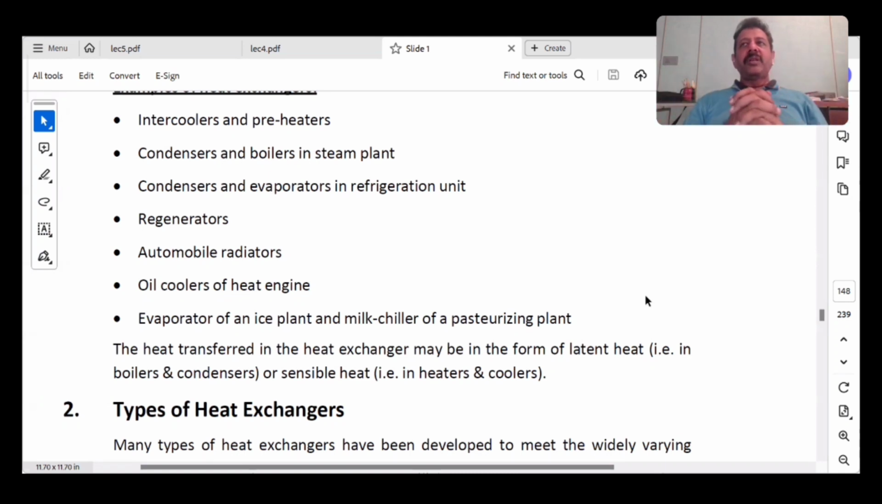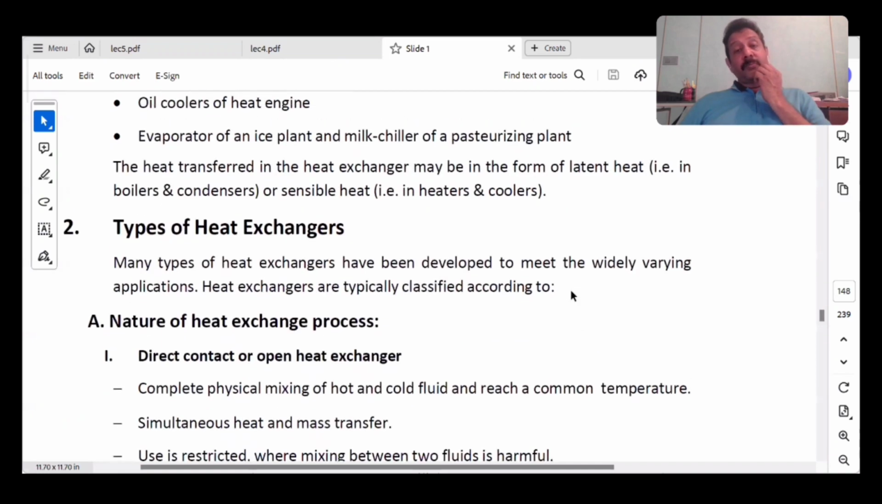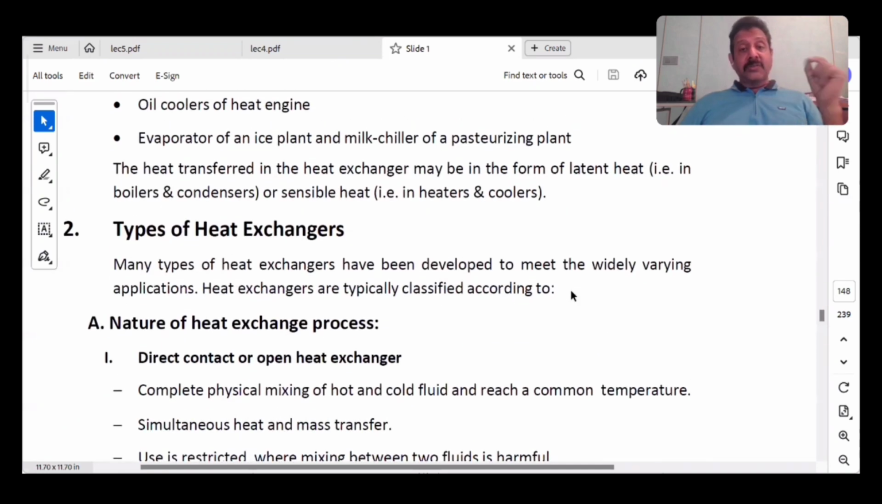Adanala, invariably, you'll have hundreds of heaters and coolers, intercoolers and preheaters, in a typical process plant. Then you'll have condensers, boilers, important equipments. So sometimes the heat transfer in the heat exchanger may be in the form of latent heat or sensible heat. Latent heat, there will be a phase change that will happen.